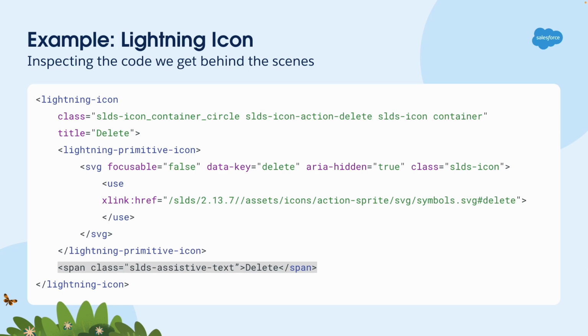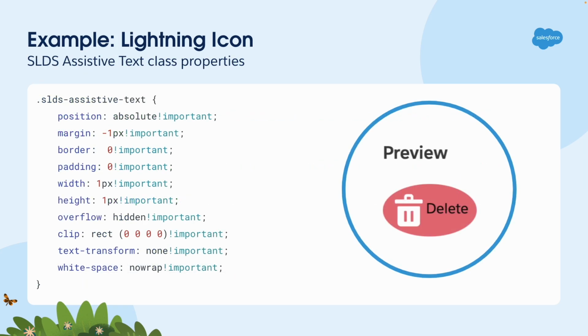Okay, what is this SLDS assistive text? Let's take a look. Oh, it says styling. Okay, let's make a note of that because we can leverage that later. But let's see what happens when we take it away. You can see that we have text here. It's just been hidden. So our assistive text is actually there next to our little trash can icon, telling the user what it does.